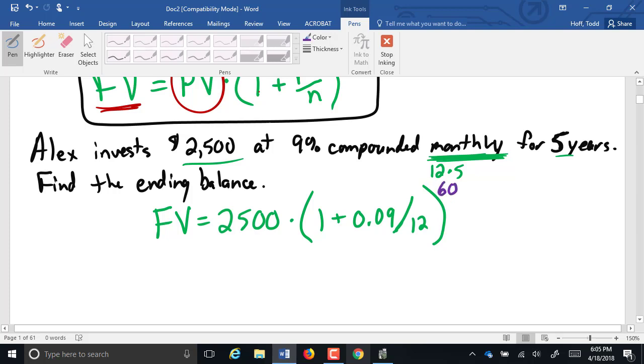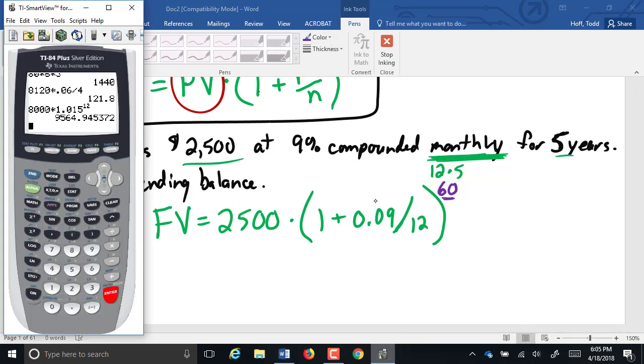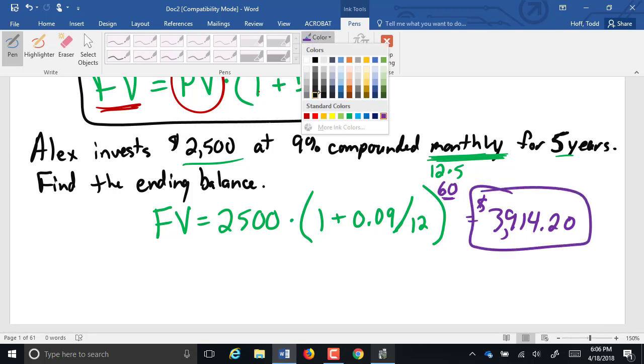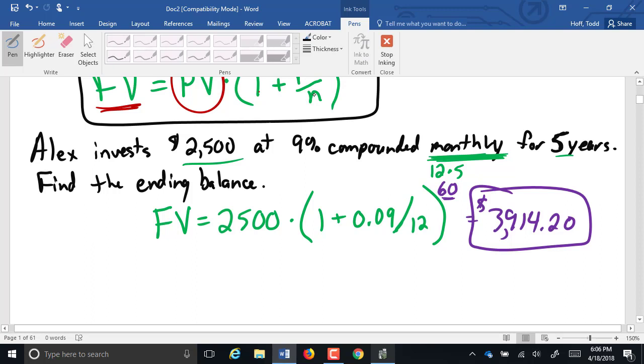60, right? It's usually easiest if we figure out that number of periods before we start typing this in the calculator. So that means we have 2,500 times parentheses 1 plus 0.09 divided by 12, close our parentheses, to the power of 60. So 3,914.20. That is the future value. At the end of 5 years, that would be the balance in Alex's account.